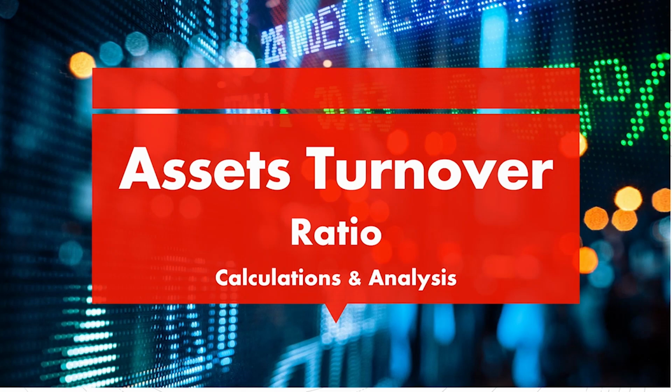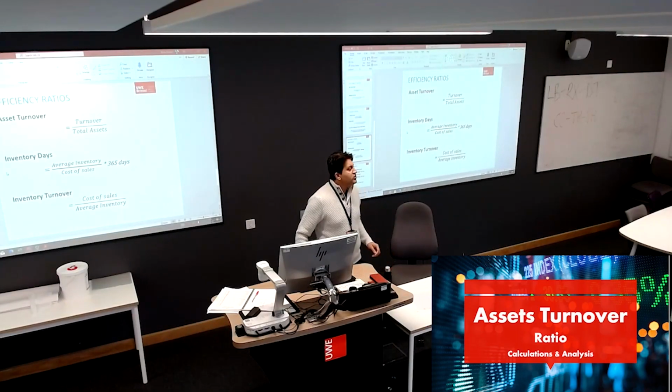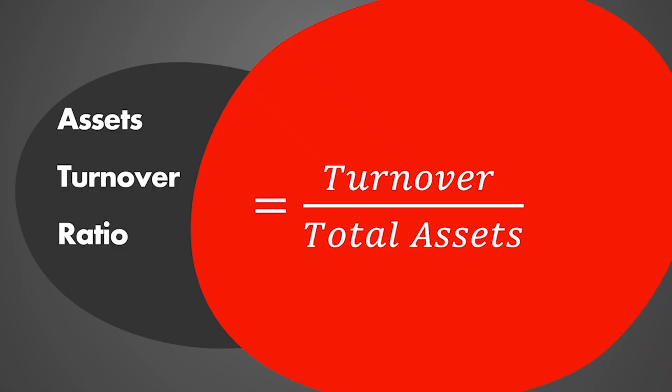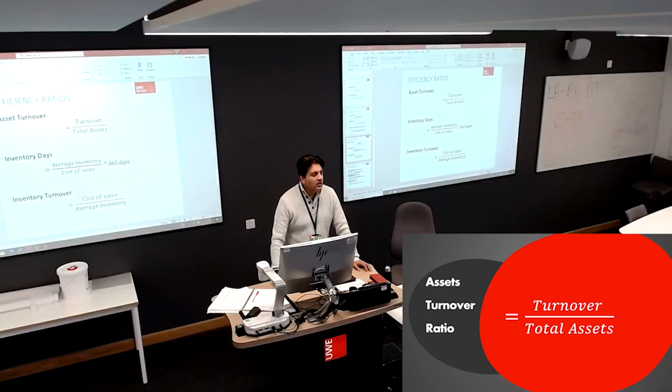Assets turnover ratio tells us the turnover generated by the assets of the business, the total assets of the business. We need two figures for this ratio: turnover, which we have already used in a few profitability ratios, so we know what it is, and the total assets figure, which is available in the balance sheet.